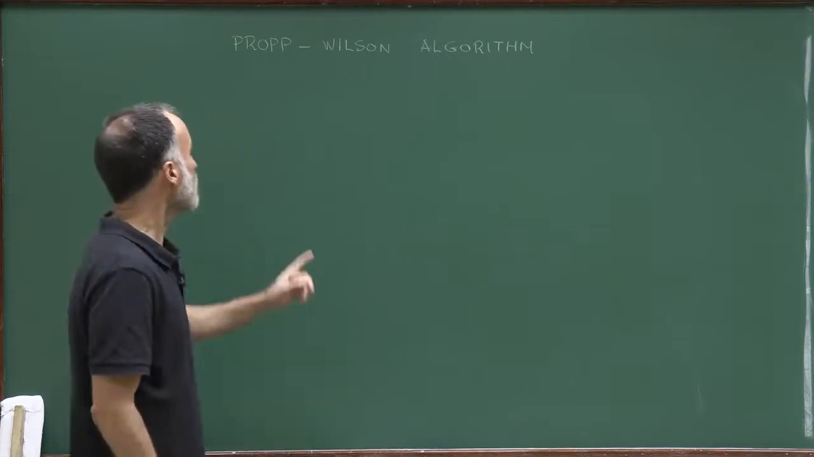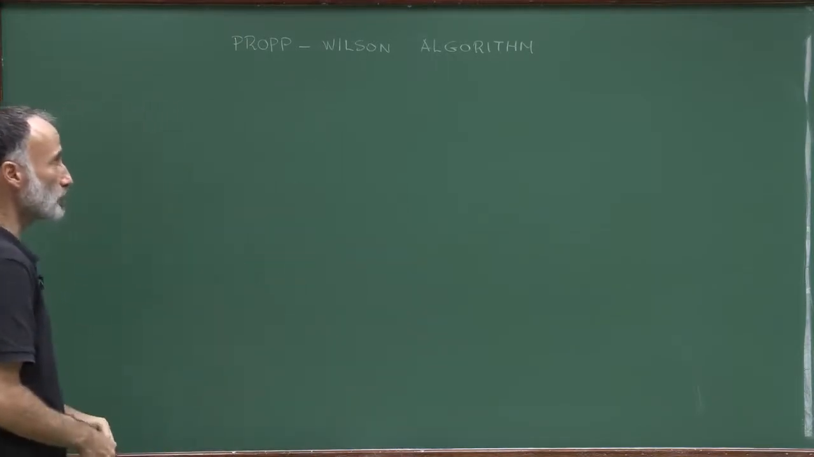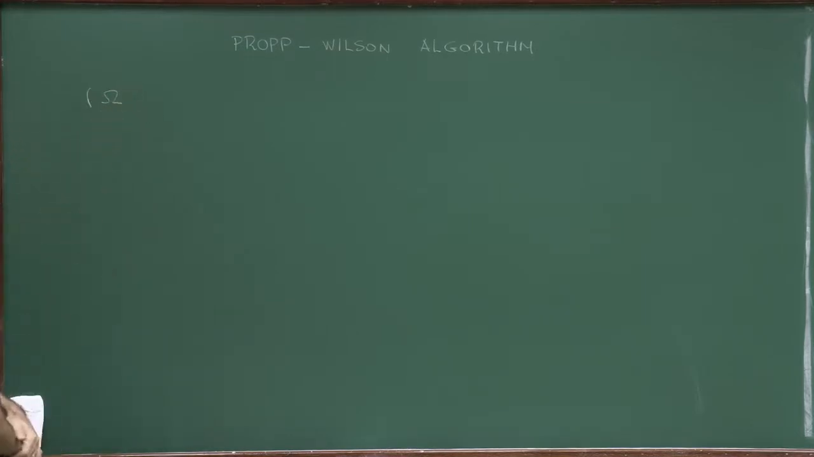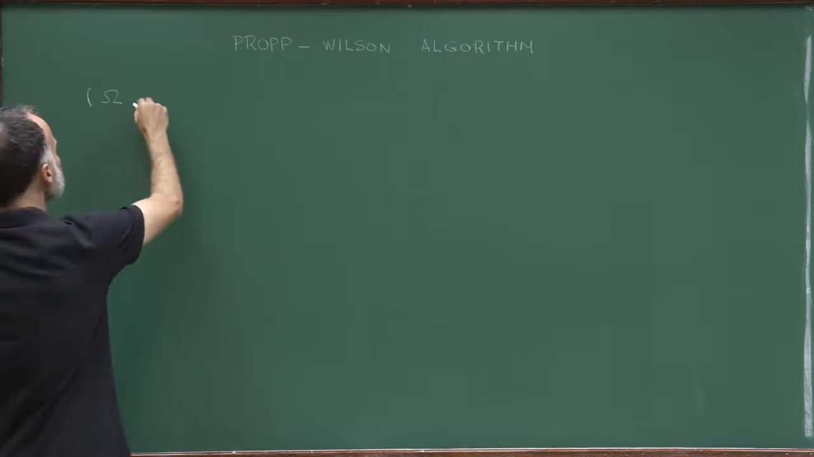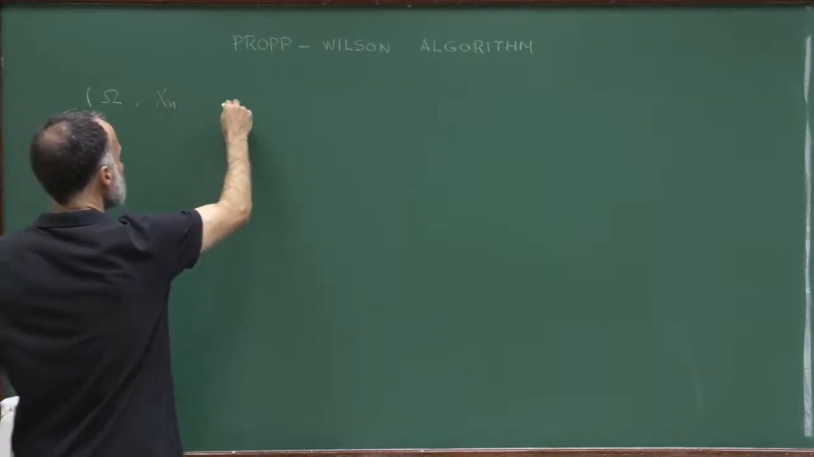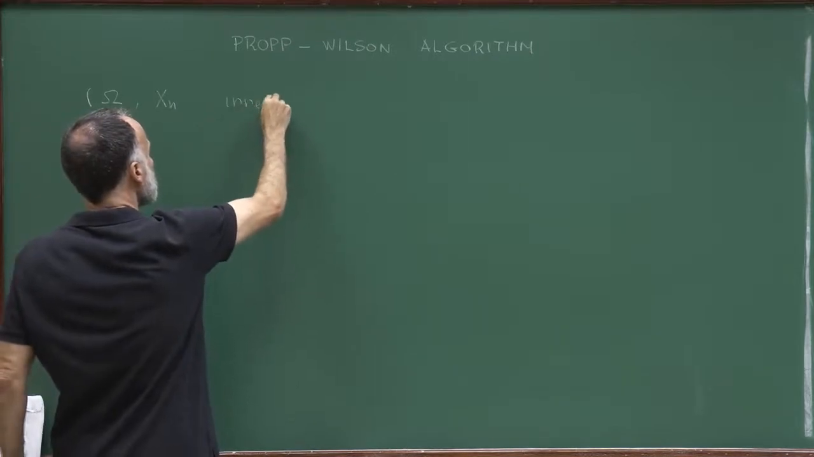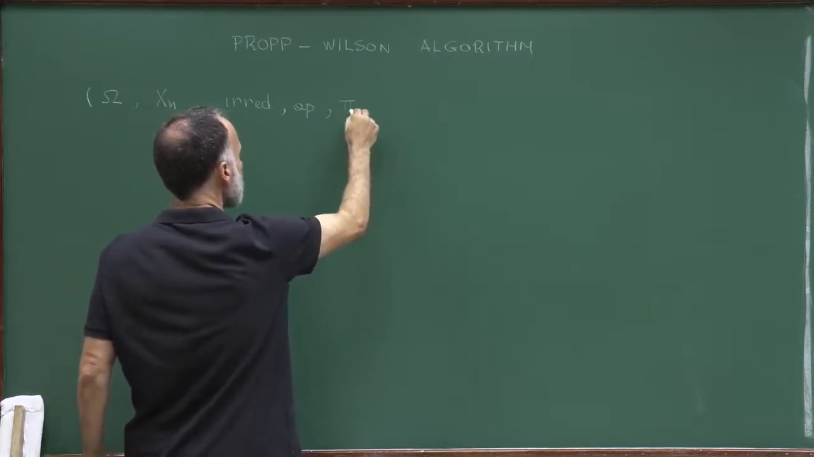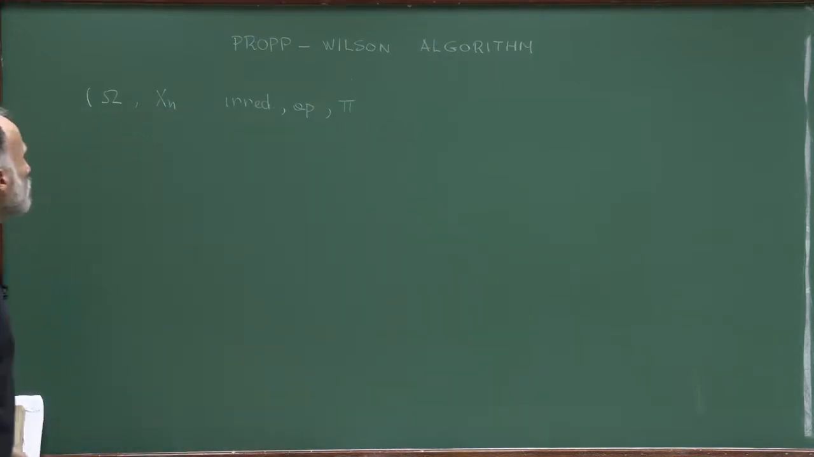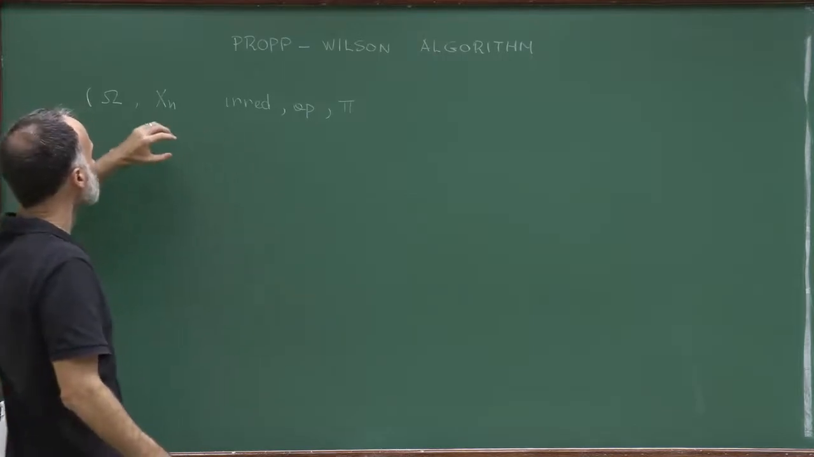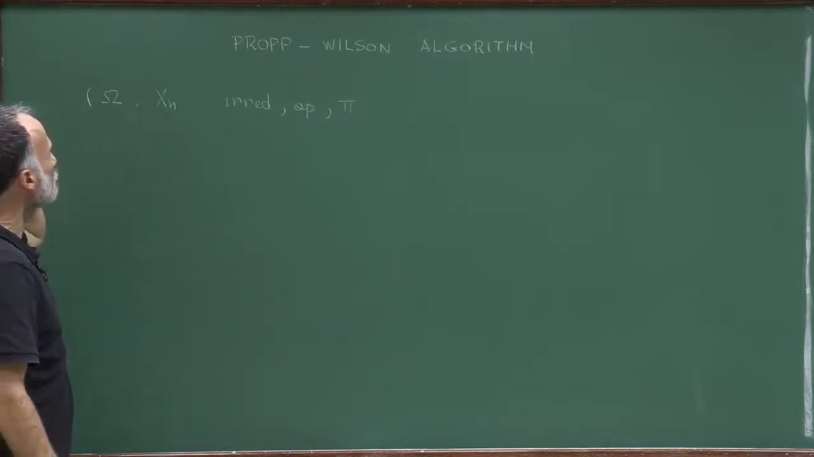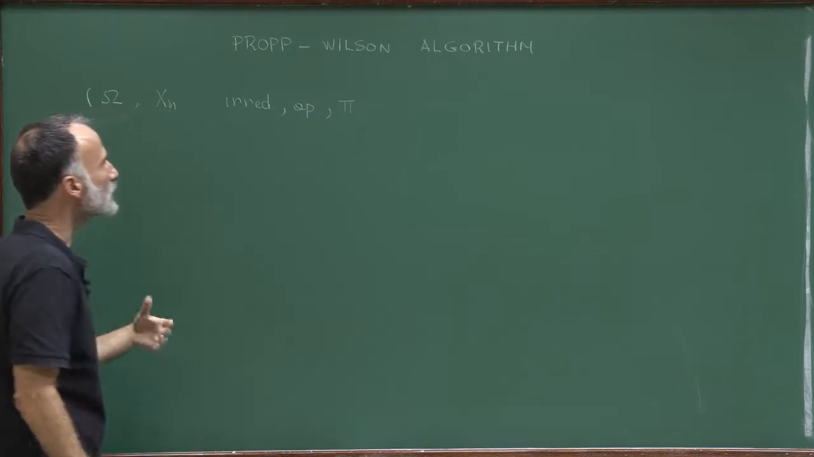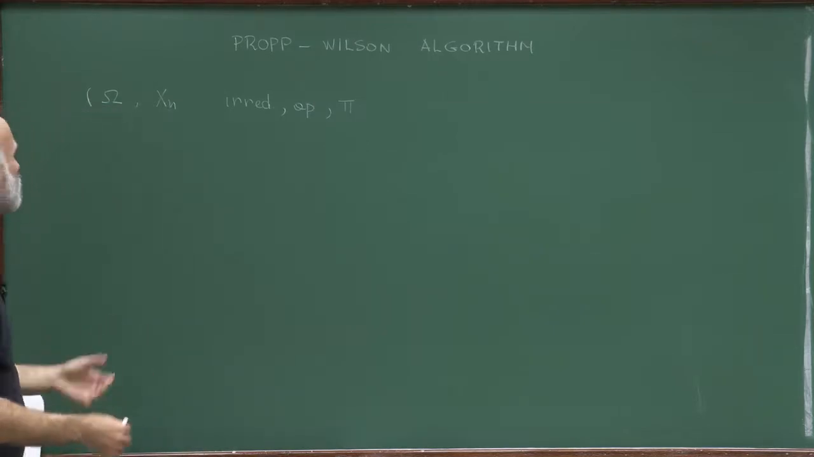So in this lecture, I will explain the Propp-Wilson algorithm. So we have a Markov chain, which is defined on a finite space omega, and this Markov chain X_n is irreducible, aperiodic, and has a stationary distribution denoted by pi. And what we want is to simulate pi, which means that we want to obtain a random variable whose distribution is equal to pi, or at least close to pi.